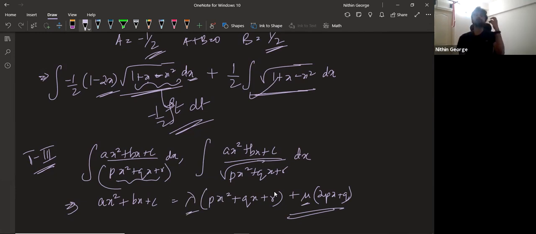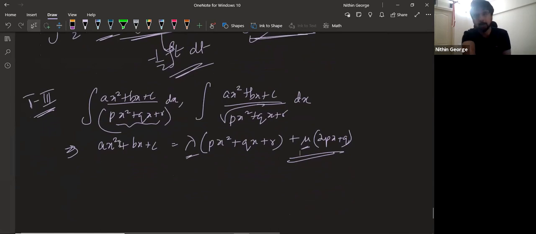Or put any value for x. This should be satisfied for all values of x, it's lambda and mu. So you put any value for x, you'll get some equation, just solve there itself. That'll be faster. You put some 2, 3 values of x, appropriate values, and then solve. That's a shortcut way. But did you understand the logic here?